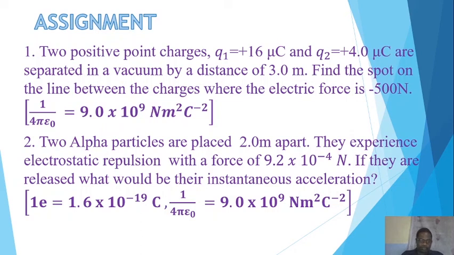Number two: two alpha particles are placed 2.0 meters apart. They experience electrostatic repulsion with a force of 9.2 × 10⁻⁴ Newton. If they are released, what would be their instantaneous acceleration? Now, you are given the constants: one electron charge is equal to 1.6 × 10⁻¹⁹ coulomb, and 1 over 4 pi epsilon 0 is equal to 9.0 × 10⁹ Newton meter square per coulomb square. Then take the value for the mass of the alpha particle.